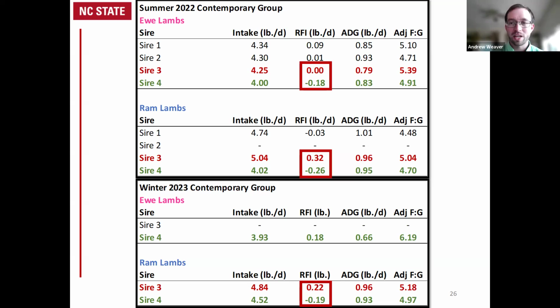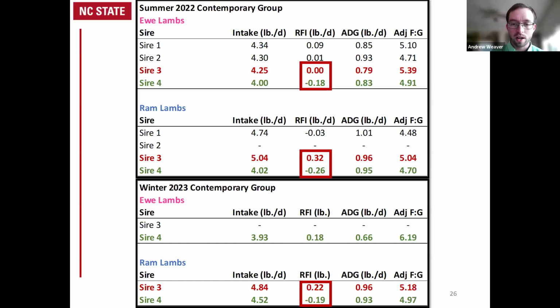And so some of the sire groups had very few animals in a particular sex. If animals had a very small contemporary group within sex, I did not report and did not show their feed efficiency numbers. I didn't think it was fair to report those numbers with a very small contemporary group size. And so here, again, on the ewe lamb side of things, sire 3 didn't have very many ewe lambs, unfortunately, so I chose it best to not report those.